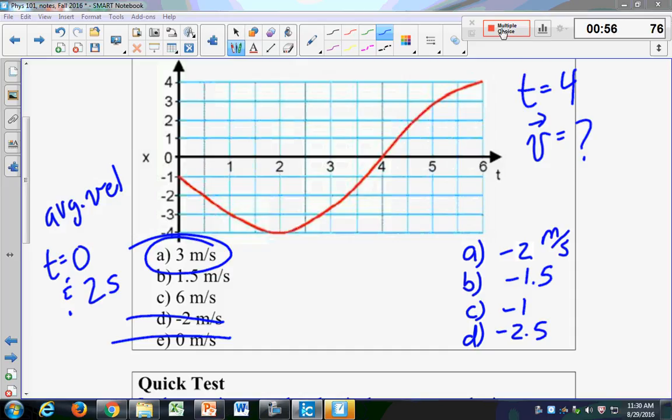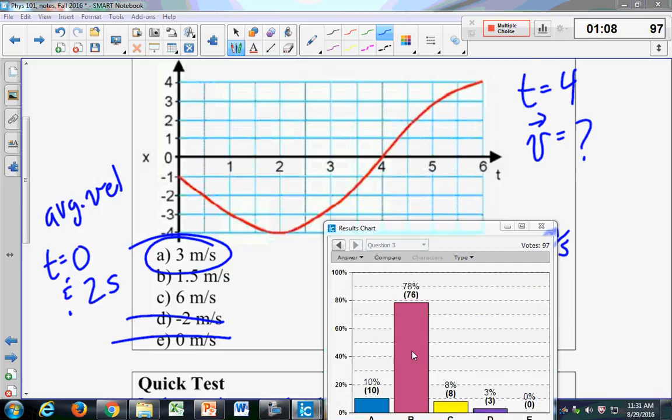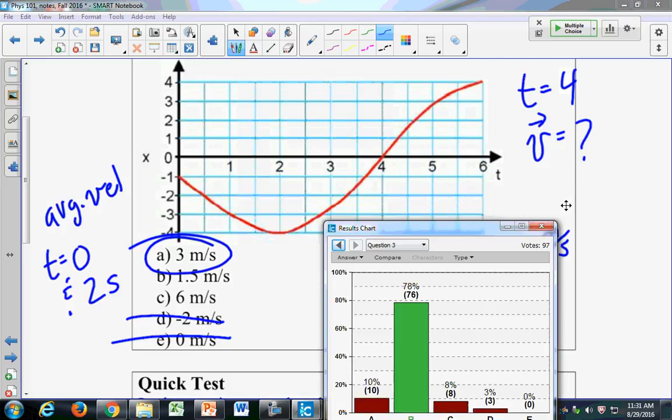Okay, folks, I'm going to stop at, say, 105. Just guess if you're not sure. Ask your neighbor what they put. 105. So a couple more seconds. Very good. B is the right answer.